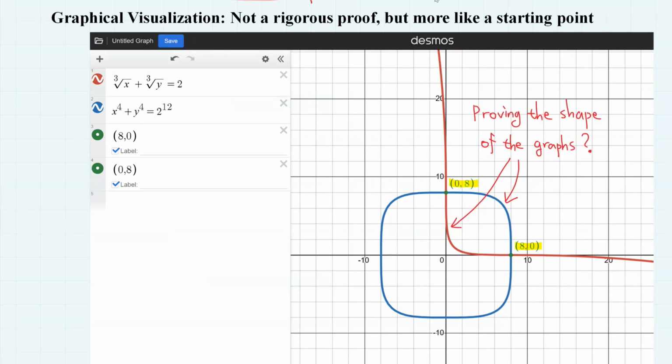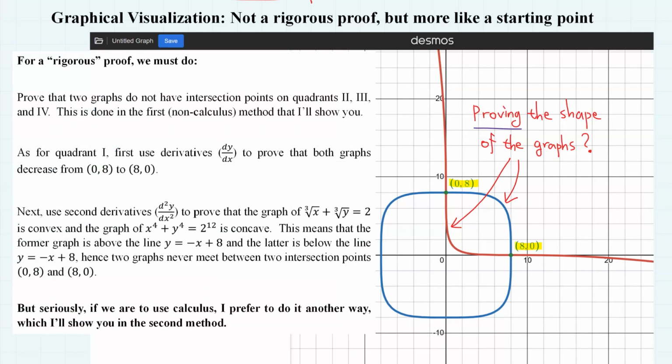The problem with this visualization method is that many of you may have never rigorously proved why the graphs look like these, but just accepted them empirically by plotting them with the graphing calculator like in here, without a concrete proof. For the complete and rigorous proof, we need to prove several characteristics of these graphs using calculus. But I'm going to use calculus in another way in this video, which I will show you in the end.